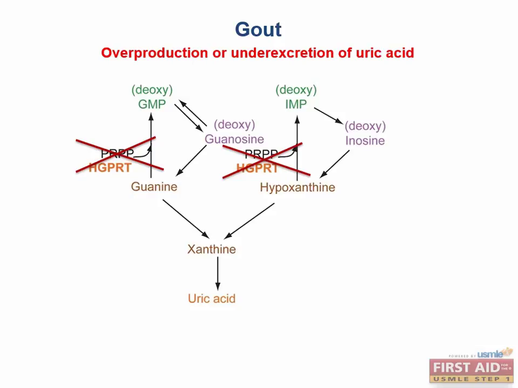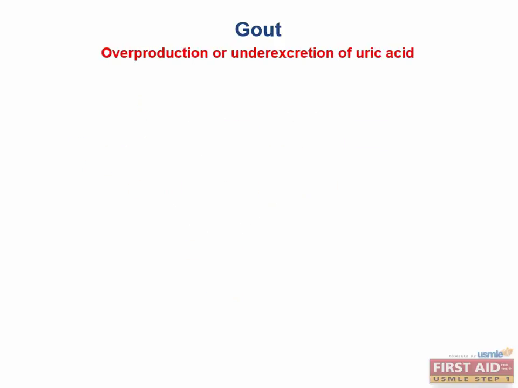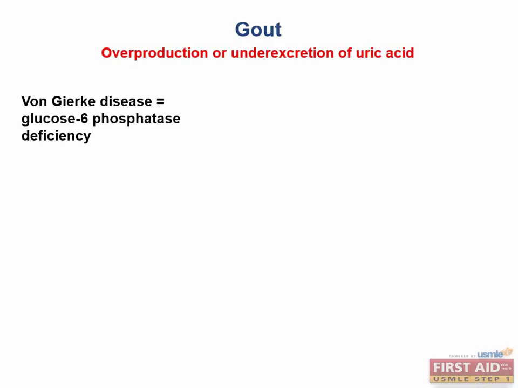PRPP excess also occurs in patients who have mutant PRPP synthetase, causing it to be insensitive to feedback inhibition. So what builds up? Purine nucleotides and uric acid. What about von Gierke disease? Here, you have glucose 6-phosphatase deficiency. How does it result in hyperuricemia?